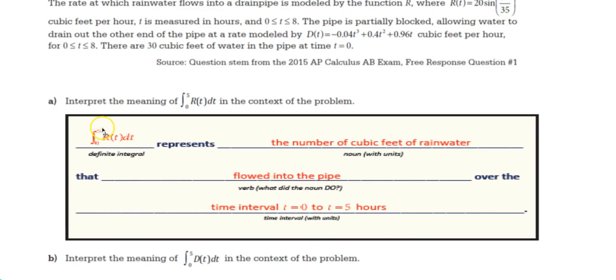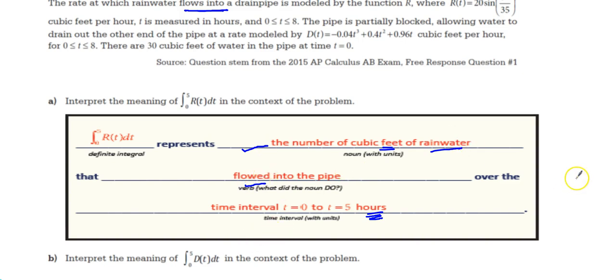So this integral represents the number of cubic feet of rainwater. It has to have a noun, what is coming. So that's rainwater in cubic feet. Now the verb is flowed into the pipe, because R of T is the rate at which water is coming into the pipe. That's why into the pipe. Over the time interval 0 to 5 hours. You must have the unit, the amount, and the verb.